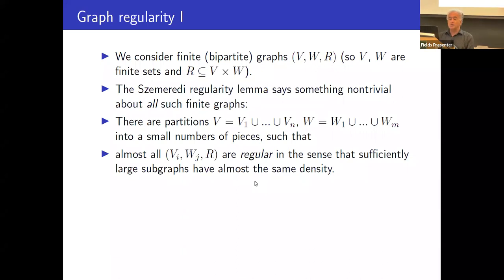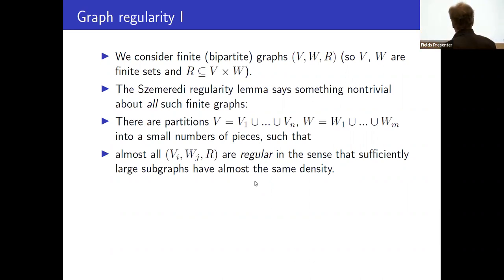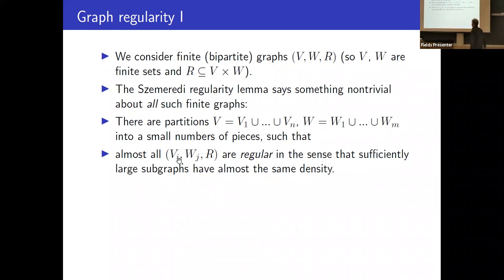Yeah? Such that almost all, you look at a Vi and a Wj, and you restrict the R to those two things, so you get another graph, some induced subgraph Vi, Wj, R. Almost all of them are regular, in the sense that sufficiently large subgraphs of these each have almost the same density, graph density.